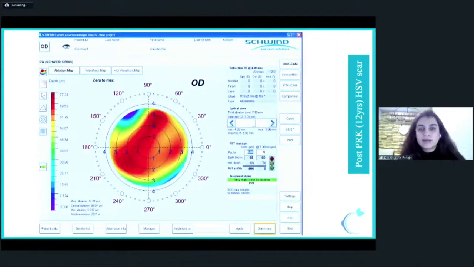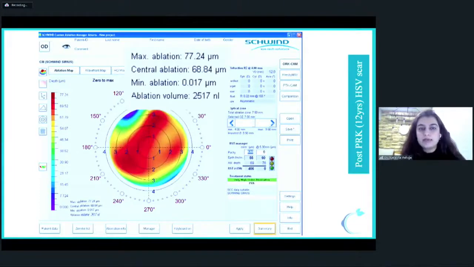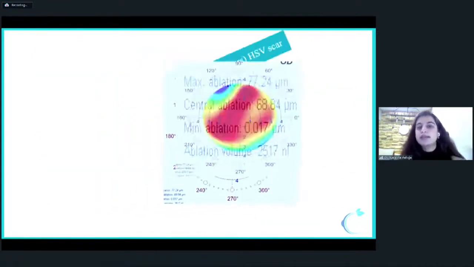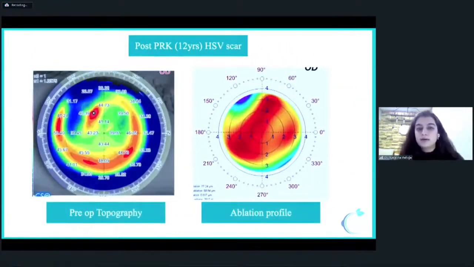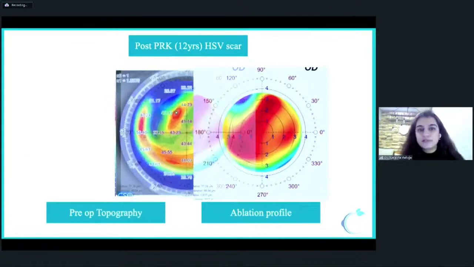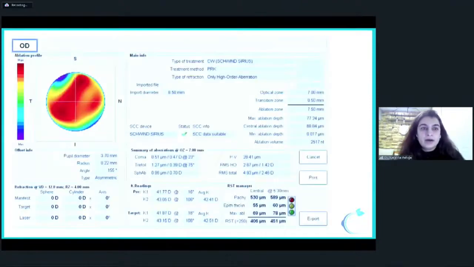Now this is the ablation profile that we got. If you look at the ablation profile, we see a maximum ablation of 77. That is quite a lot, but the cornea and the biomechanics were good, so we went ahead and just did the 0 refraction. And if you look at this, it compensates really well. It is a very good contouring that is happening. So this is what we went ahead with.